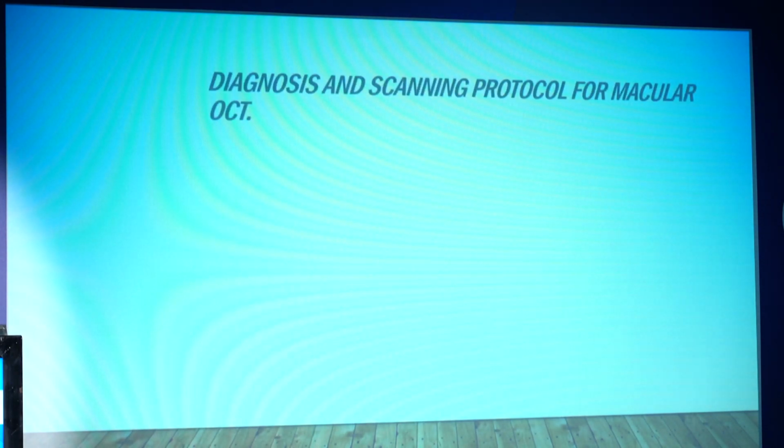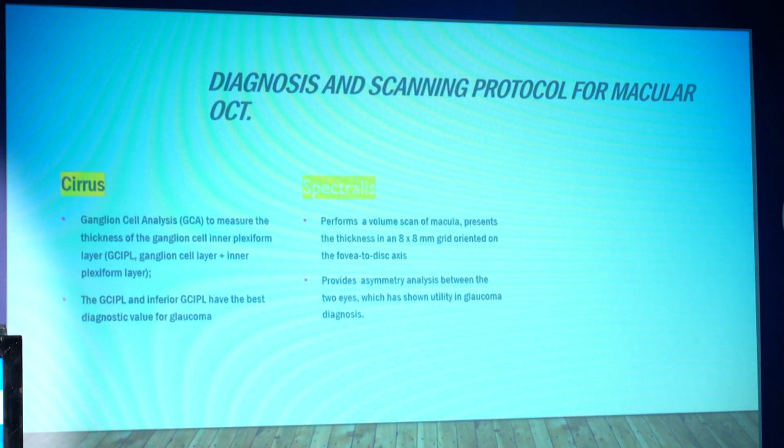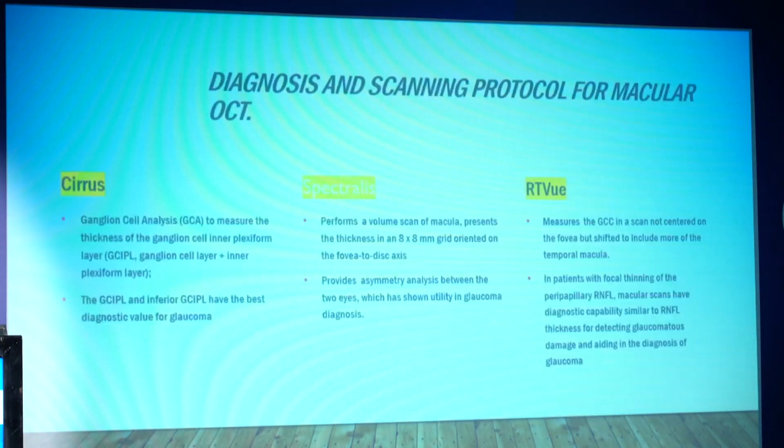So, what are the diagnostic and scanning protocols? First, we look at the Cirrus. It measures the GC-IPL, the ganglion cell layer and the IPL. The Spectralis has a posterior pole asymmetry analysis, and the RTVue has GC-IPL along with the RNFL also.